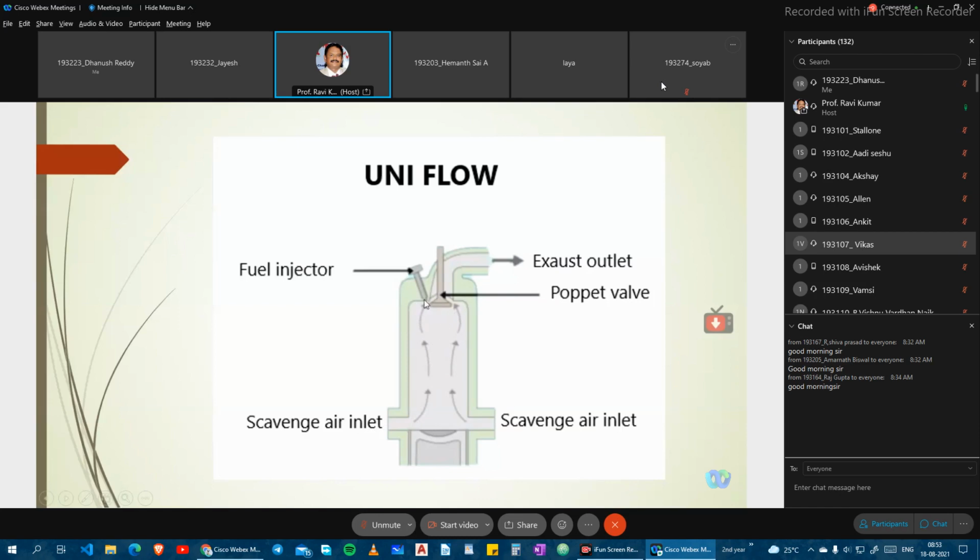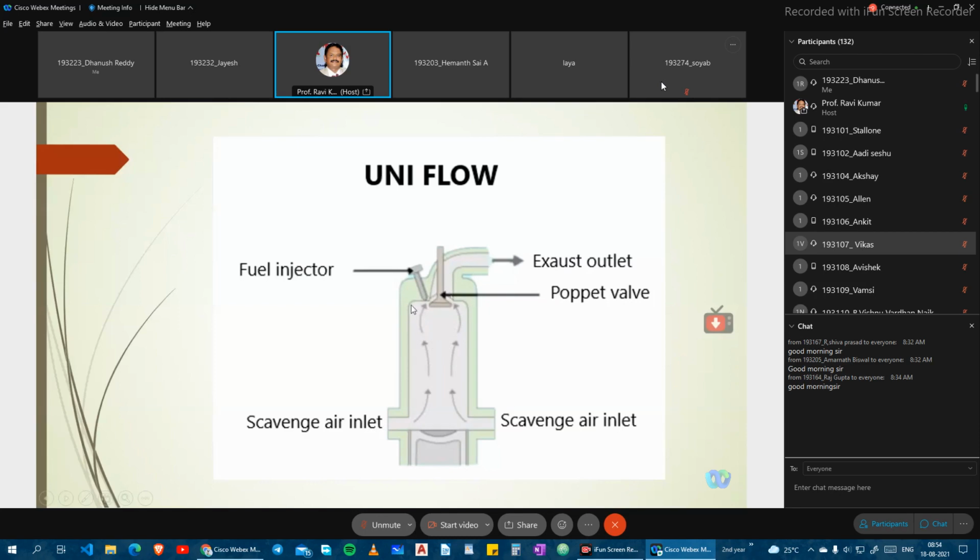At the end of the compression stroke, we release the fuel. Fuel will be released, and here we get the combustion. Because of the combustion, the piston comes down. At that time, after combustion, the exhaust gases are pushed over to the outlet, and there we have a small exhaust valve type. We have a poppet valve given in this design.